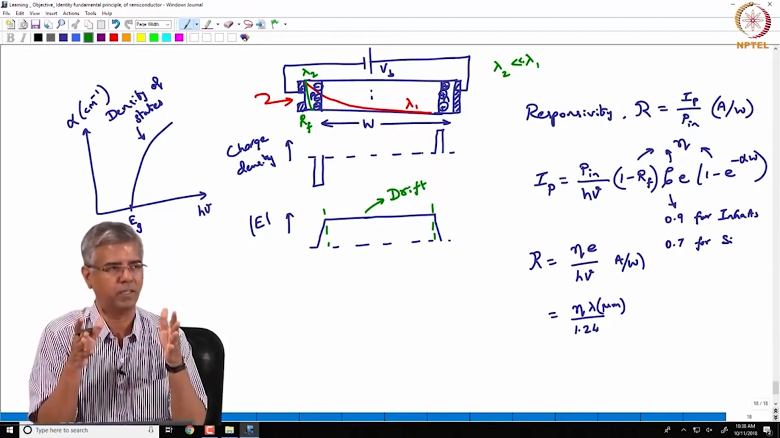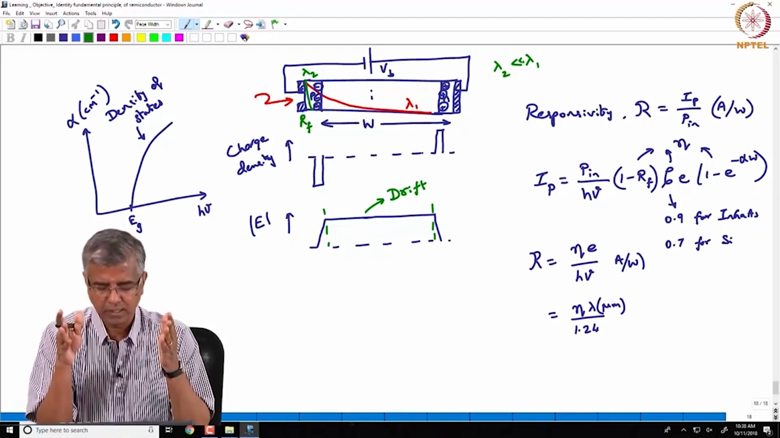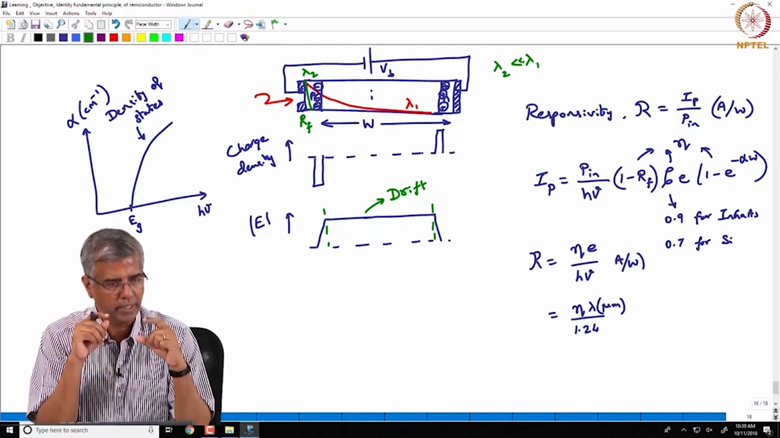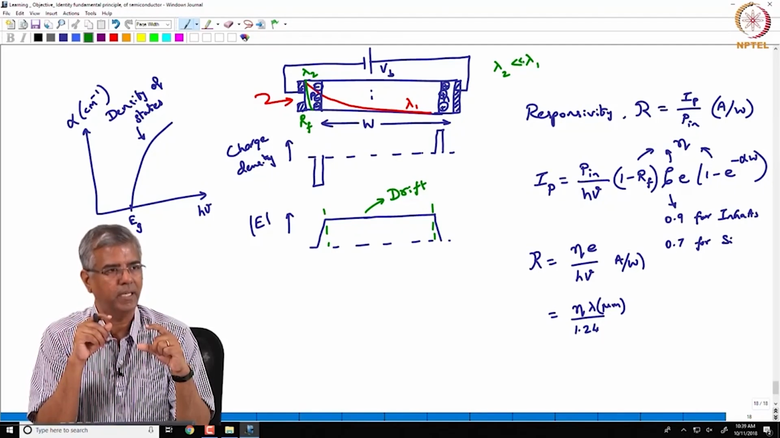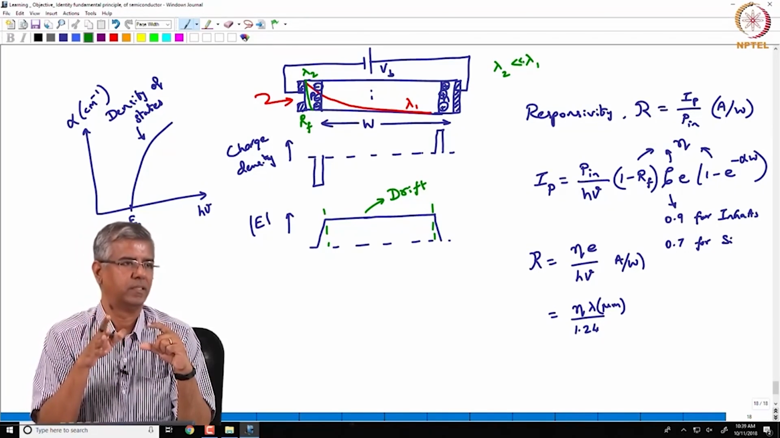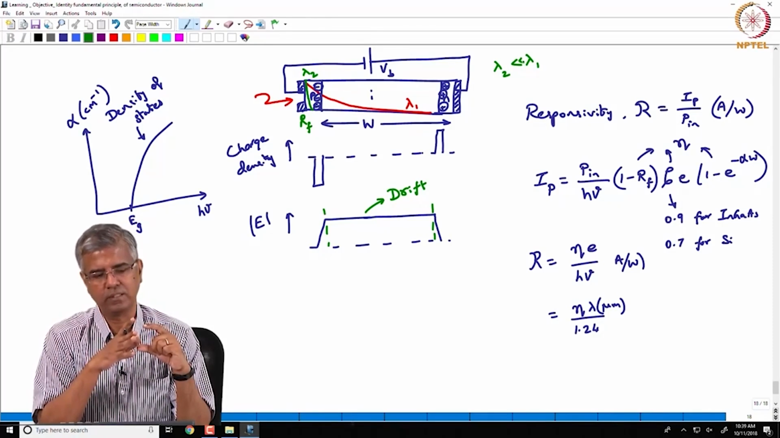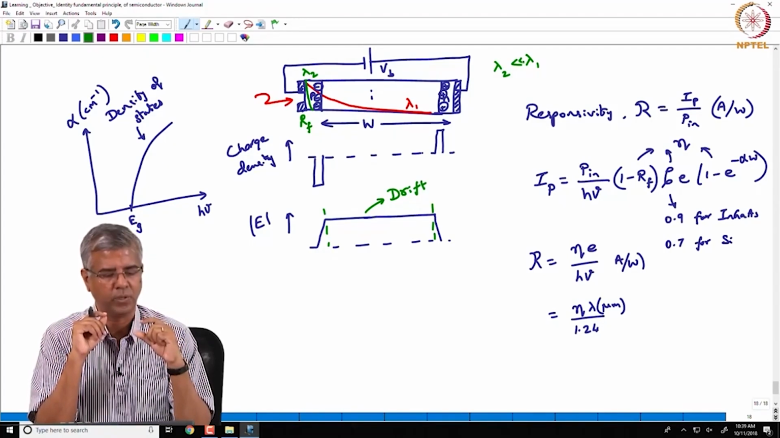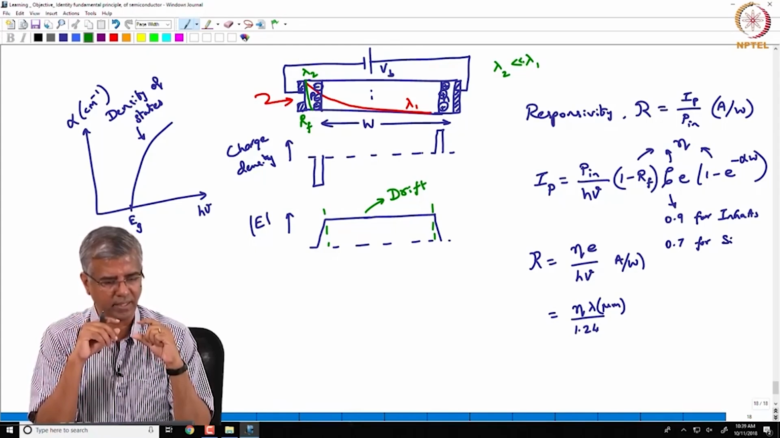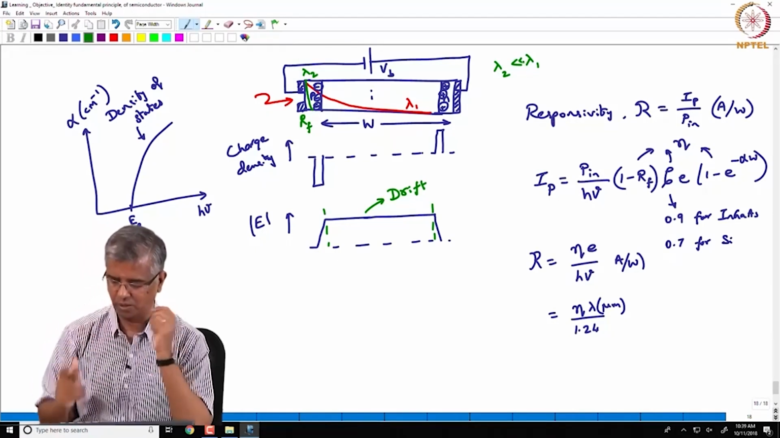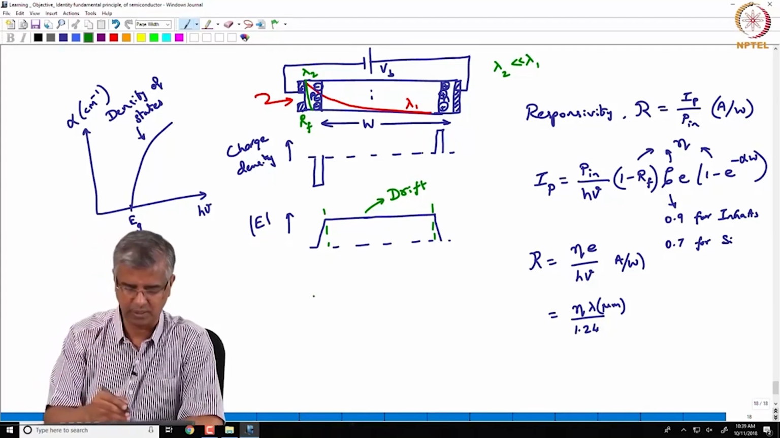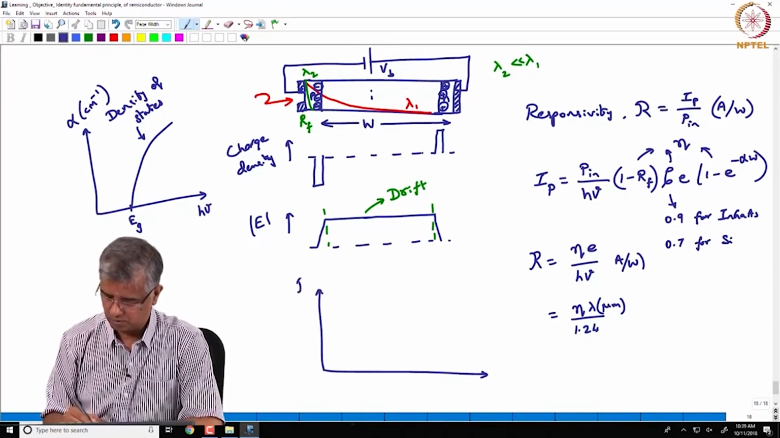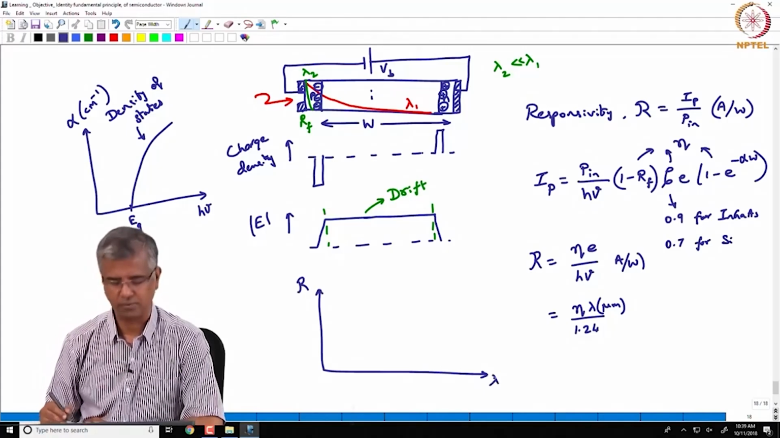So, there are three domains that we are talking about. One domain is if you have a wavelength which corresponds to the band gap energy, right, that is where you start absorbing. Any wavelength which has a corresponding energy less than the band gap energy is not going to get absorbed. Let me just draw that. I know there is a question back there, but I will just come back to that in a minute. So, this is responsivity as a function of wavelength, okay.